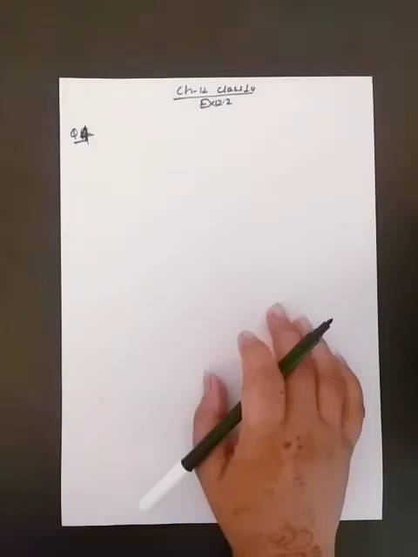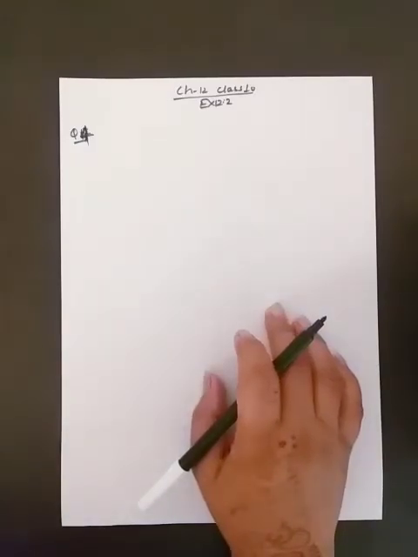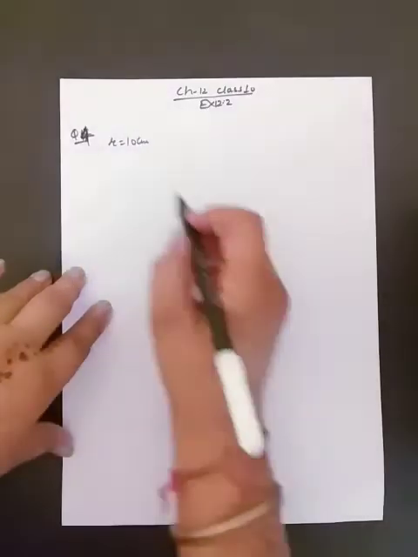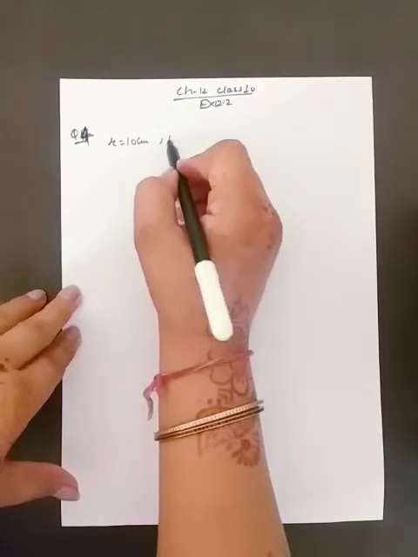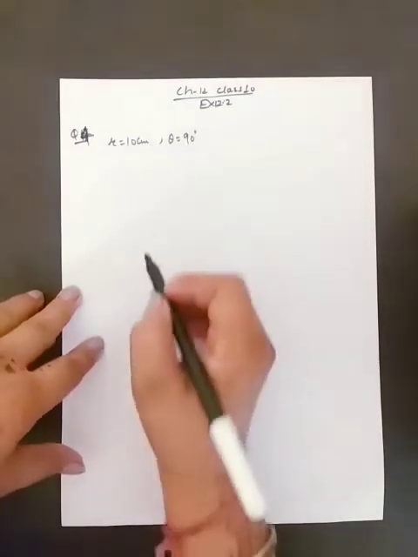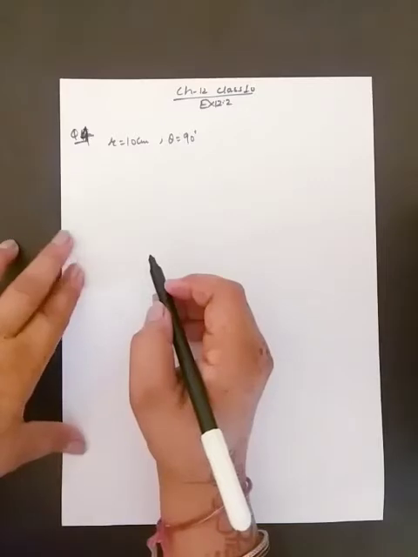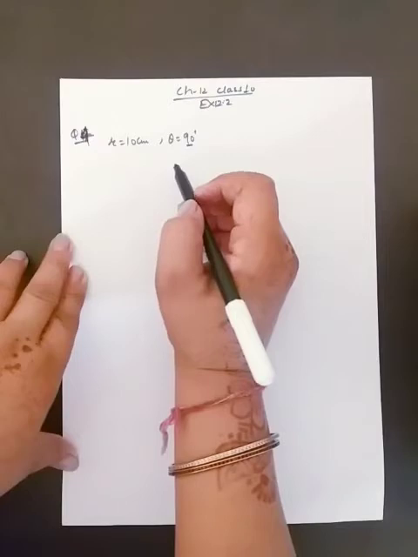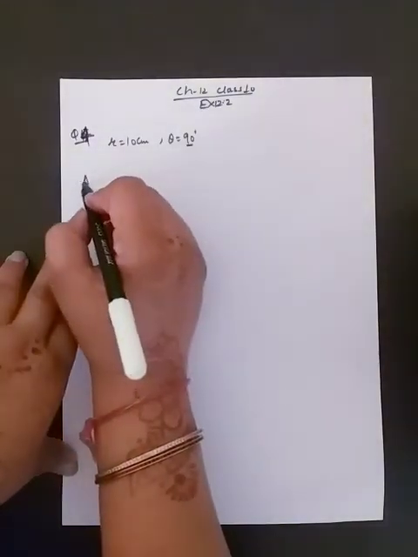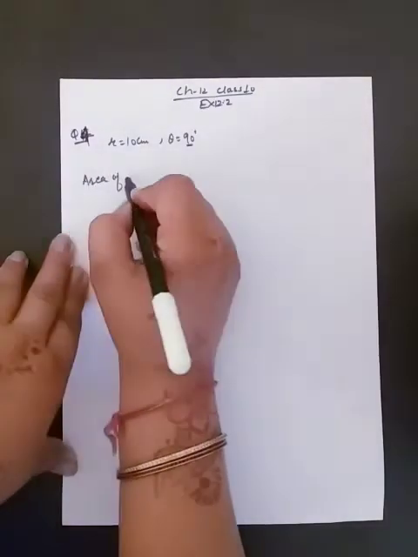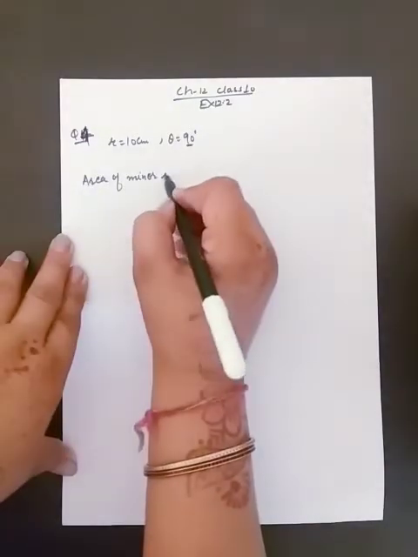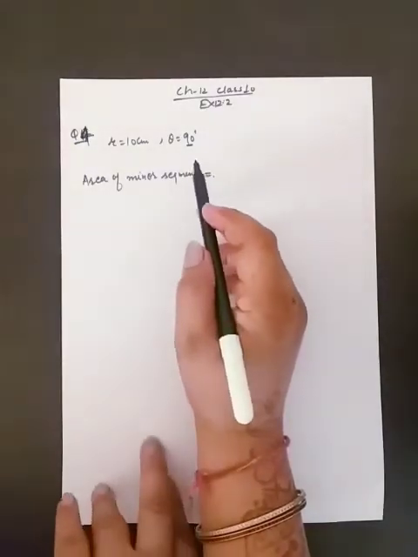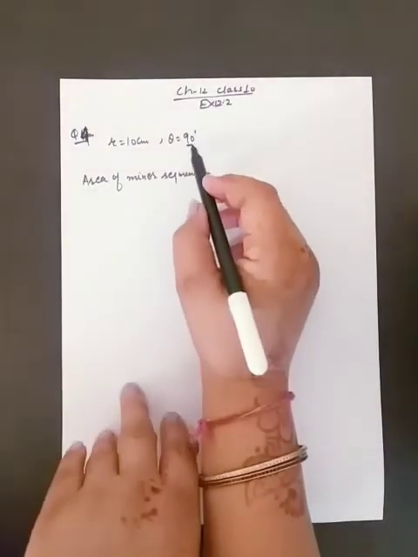Next, question number 4. A chord of a circle of radius 10 centimeter subtends a right angle, meaning theta is 90 degree, at the center. Find the area of the corresponding minor segment. Here theta is 90. So, area of minor segment. For minor segment, angle is less than 180, and so we have to use 90.